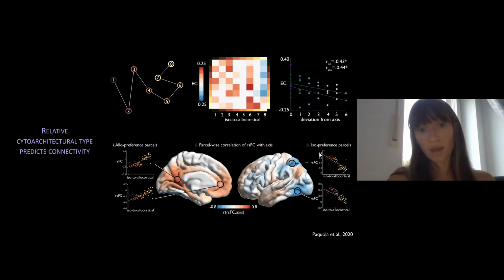But now that we have this histologically based model of the iso-to-allocortical axis, we could also find that there's an intersecting axis that also organizes functional connectivity. I think that's been really largely overlooked in the past because it's been so hard to model it just based on in vivo imaging. And that's the real advantage of integrating these super high resolution histological models into our in vivo imaging pipelines.